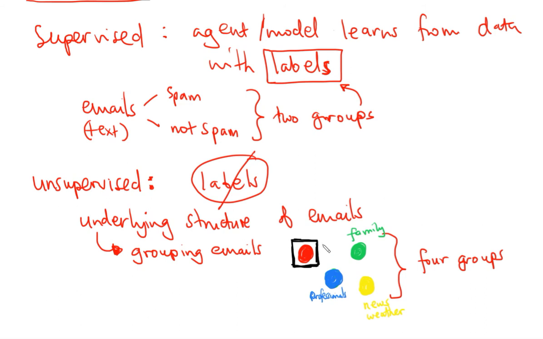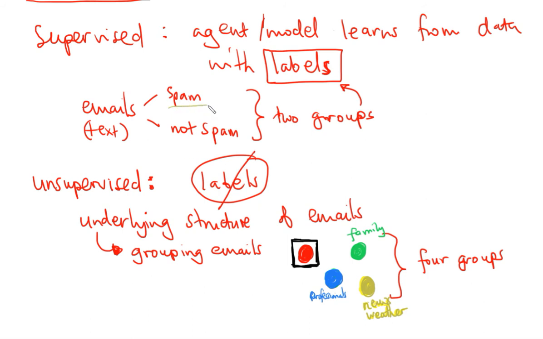Let me test this yellow. Yeah, it's a bit darker and different from the other color. So it's going to see that these are news articles or weather articles, and it's going to put them in this group. And what you see here is these new groups are not spam emails.